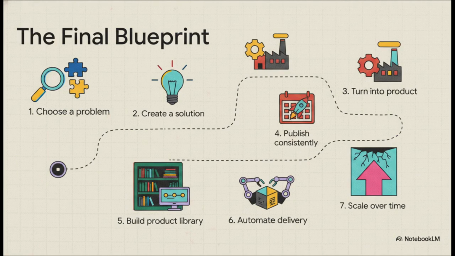So let's bring the whole shebang together into the final blueprint. First up, choose a highly specific problem. Second, design a valuable solution for it. Third, run it through your factory to turn it into a polished product. Fourth, publish consistently. Seriously, do not stop at 3. Fifth, build up a robust product library to act as your tireless digital workforce. Sixth, use automation for instant delivery. And finally, just keep scaling that system over time.